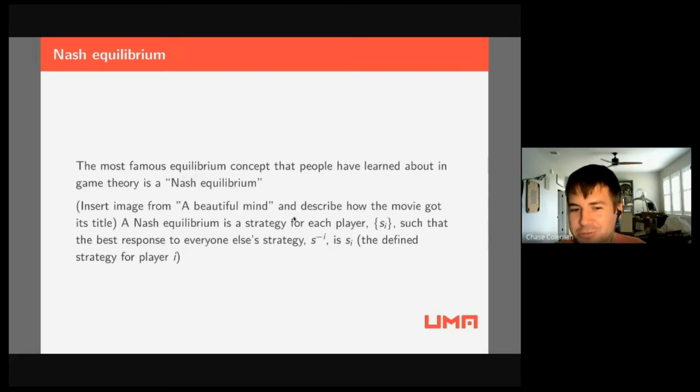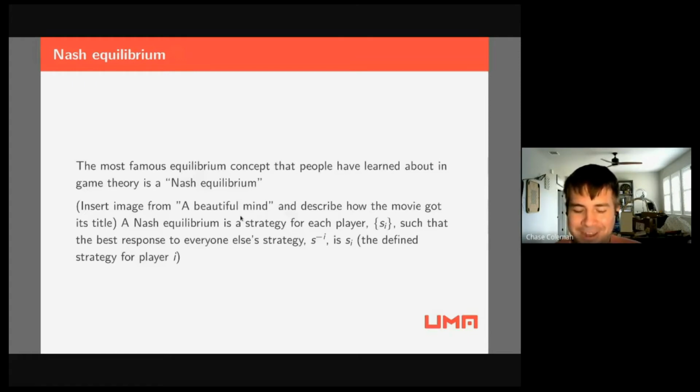Now, this was the subject of a movie called A Beautiful Mind. If you haven't seen it, it's actually pretty good and pretty interesting. They do moderately well on describing the game theory. Not great, but not abysmal either.